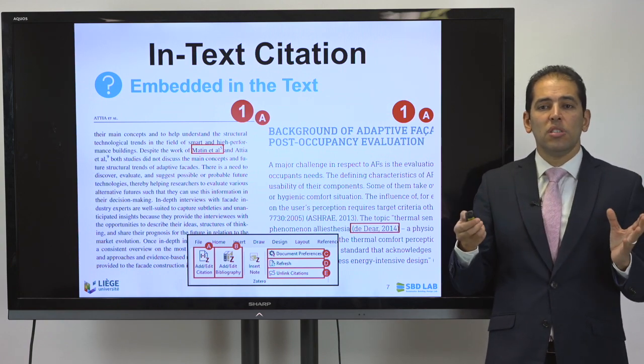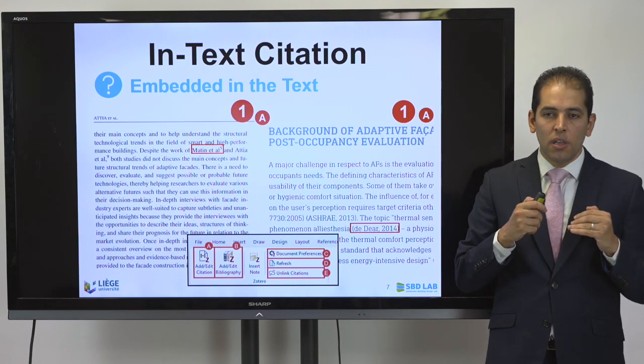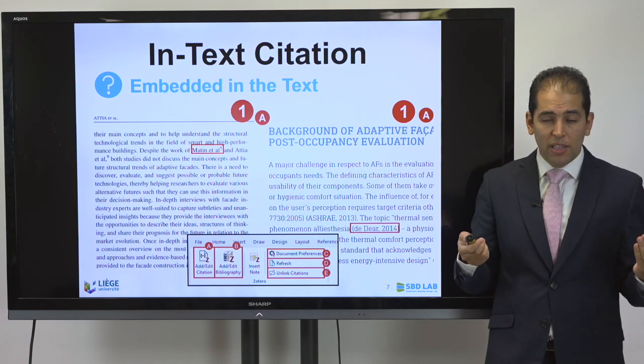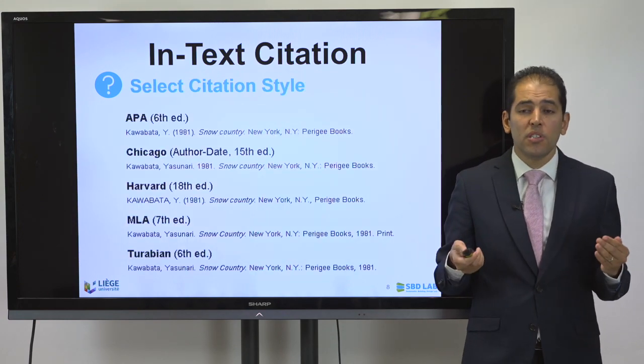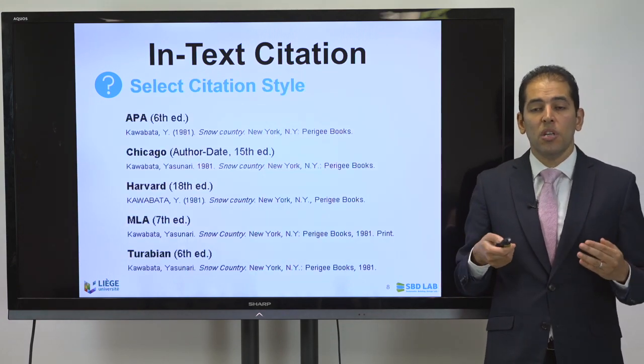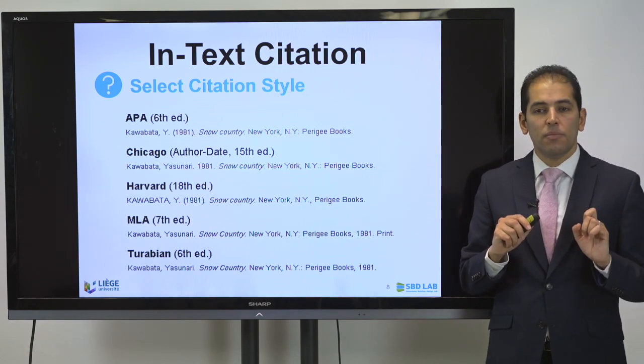So citation is not something we do at the end of the work. We do it while we are writing, because if we don't do that, we will forget, and then we'll have problems with plagiarism. Now, there are different citation reference styles that influence the way we embed the references in the text and how we represent them.